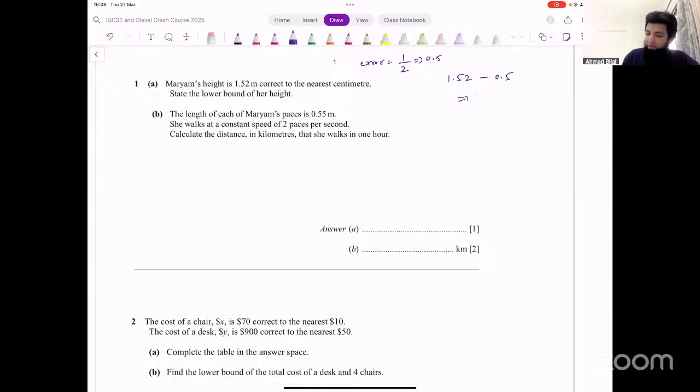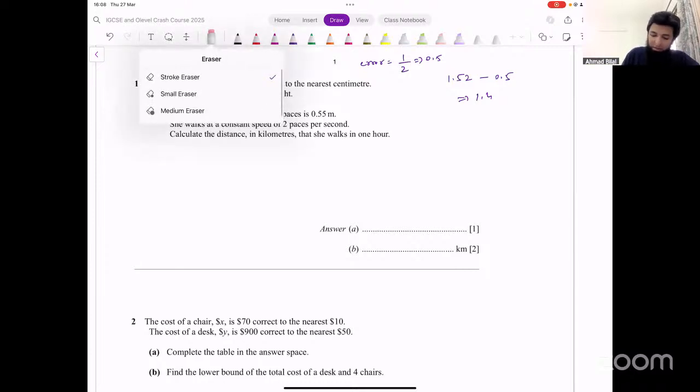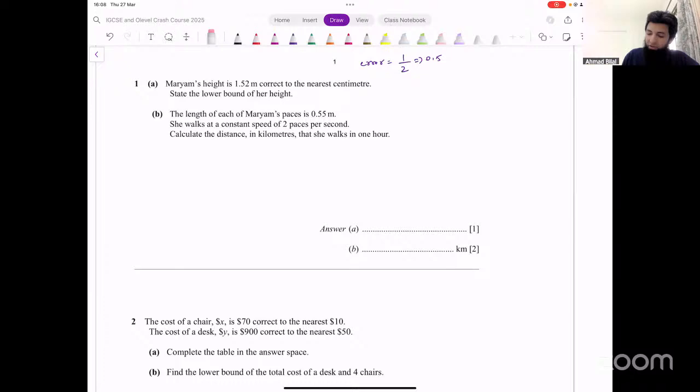That is going to give us 1.4. Okay, I'm sorry, this is meters and this is centimeters. So you have to first convert it to the same unit first of all. So the error is 0.5 centimeters. Now you can either work with meters for both of them, or you can work with centimeters for both of them. It's easier to work with centimeters first. Otherwise, it will be too many decimal places.